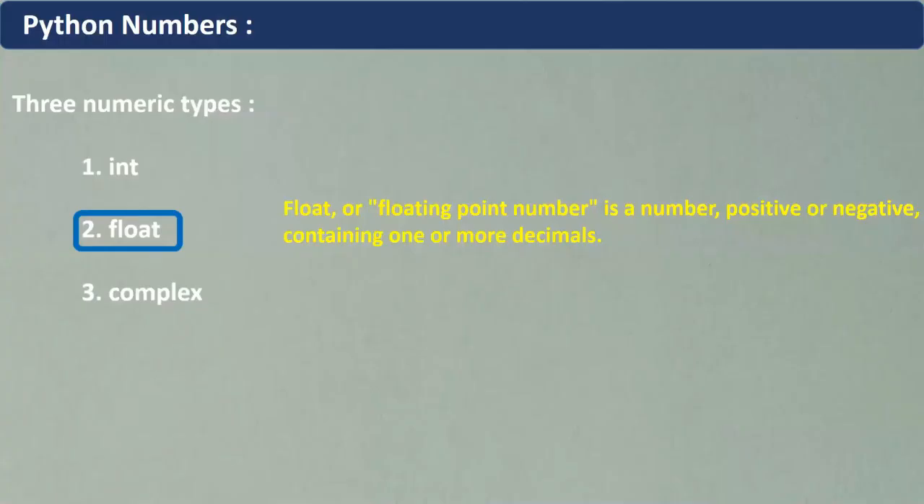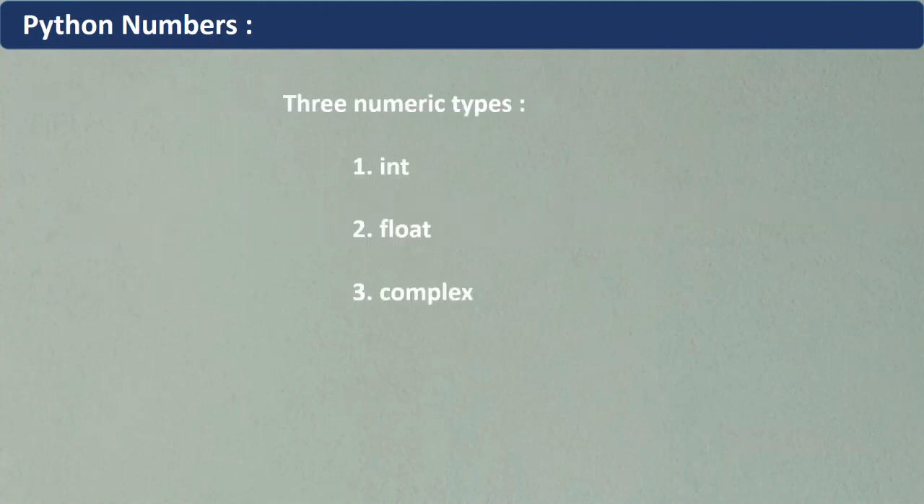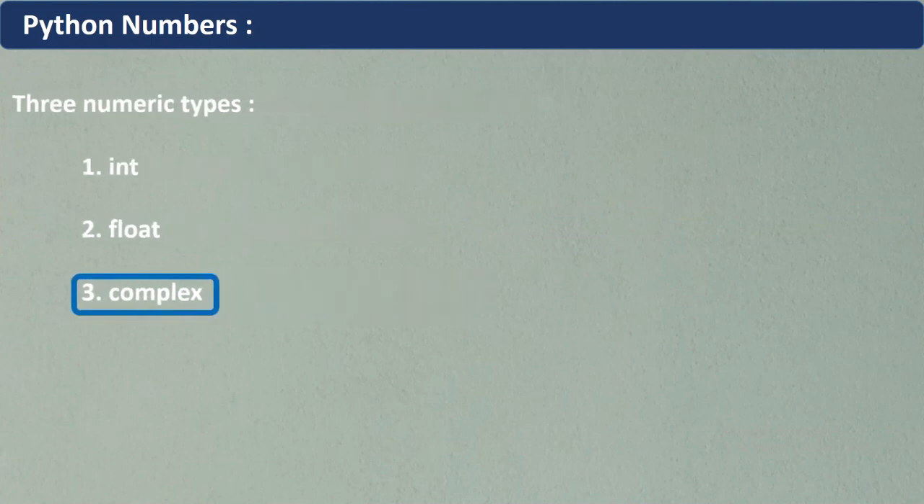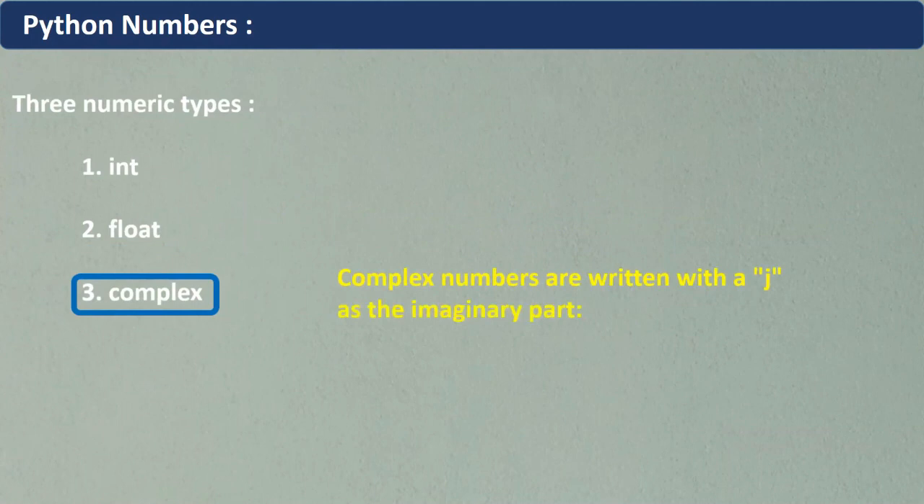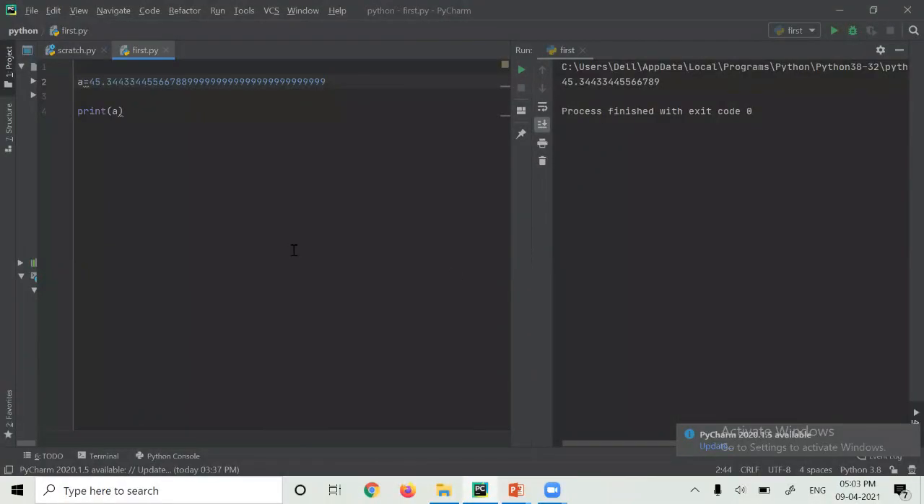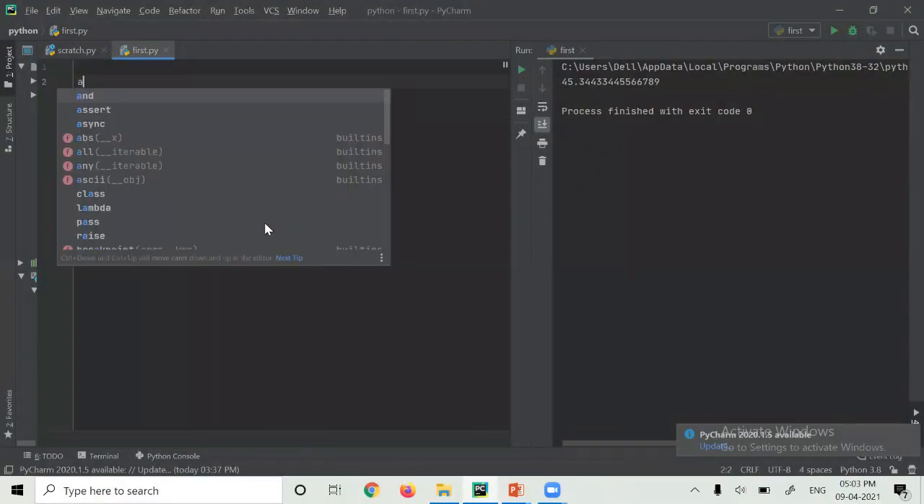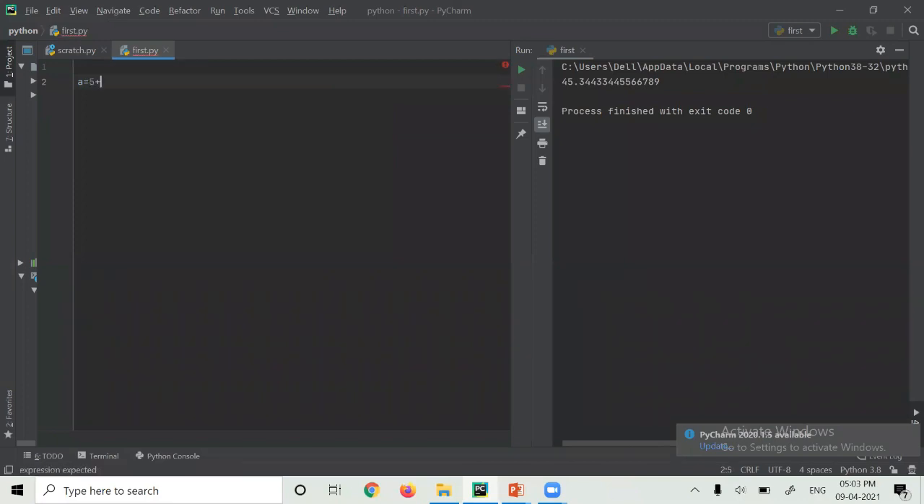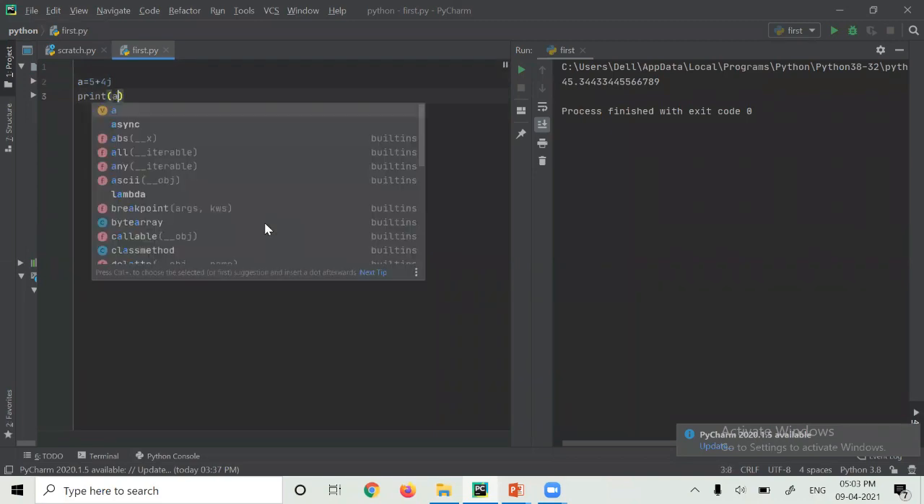So this is float. And the next data type is the complex data type. What is the complex data type? This is what we have seen in mathematics. Complex numbers are written with a j, because here j is the imaginary part. Let us see how you can write one with a simple example. For example, a equal to 5 plus 4j. Now print a. If I run this, it is printing this complex number.